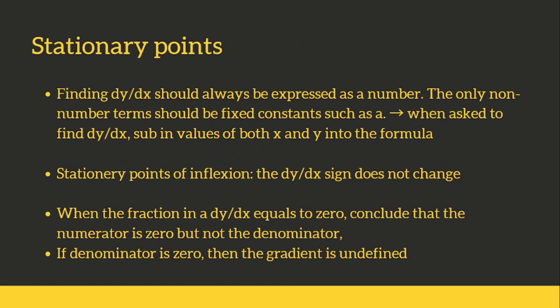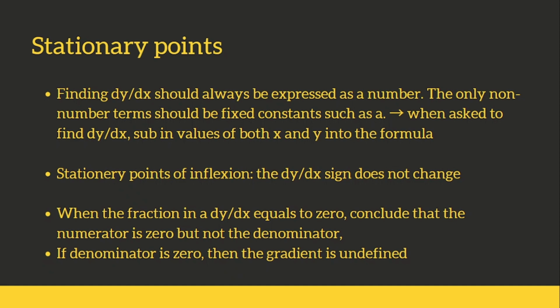Then the next part will be stationary points. Finding dy/dx should always be addressed as a number. The only non-number terms should be fixed constants such as a. Then when asked to find dy/dx, we afterwards sub the values that they give of x and y into the formula. Then another thing will be about stationary points of inflection. If we have a maximum point, the dy/dx will be positive, then at the climax it is 0. Then when it decreases, it will be negative. For the case of minimum, it will be initially negative, it becomes 0, then positive.